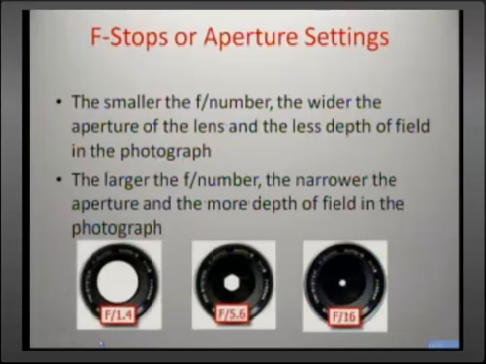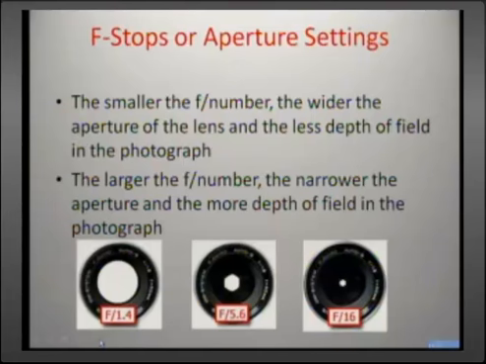All right, let's take a look at what we're talking about. We're talking about apertures, if you're not used to seeing this. The smaller the f number, the wider the aperture of the lens, and the less depth of field in the photograph. We'll talk more about depth of field here in a moment and exactly what that means. The larger the f number, the narrower the aperture and the more depth of field in the photograph.